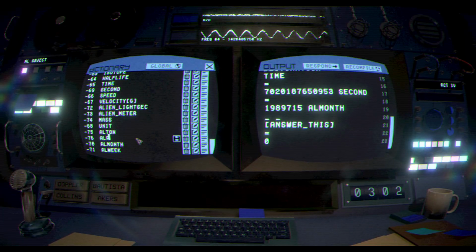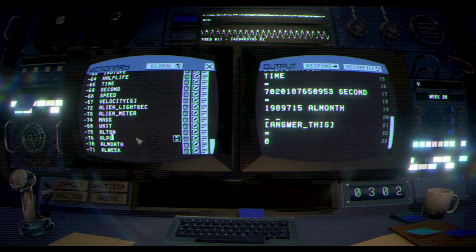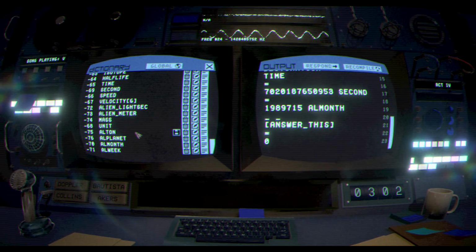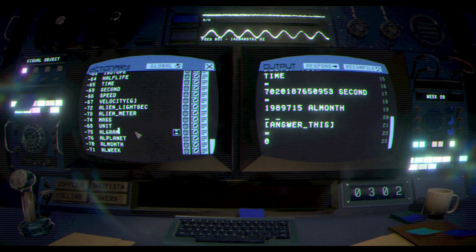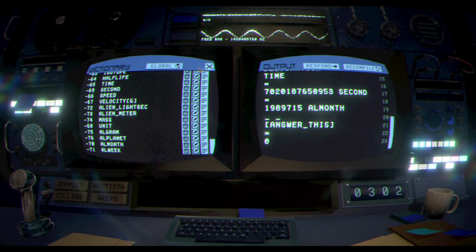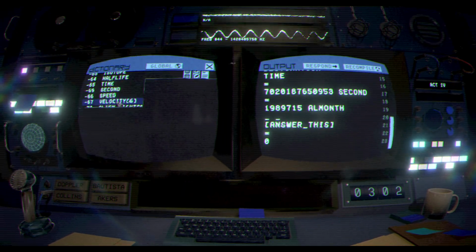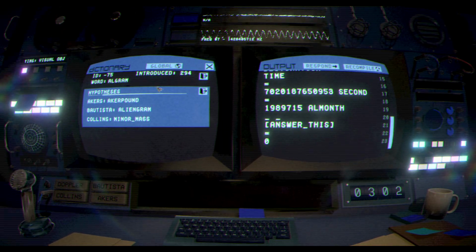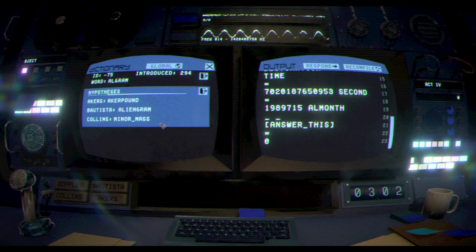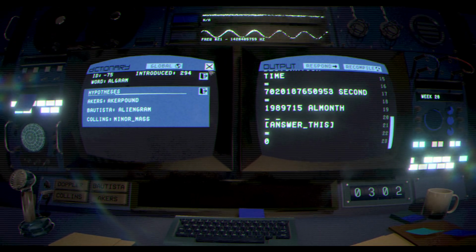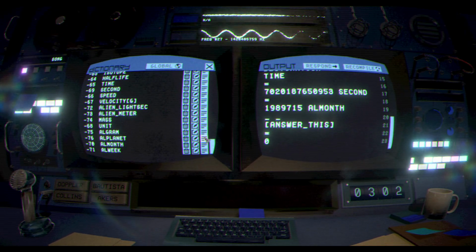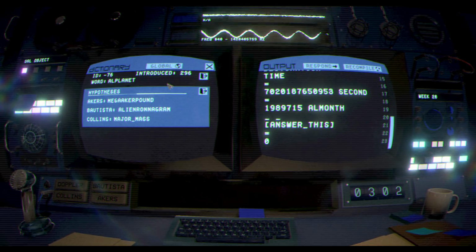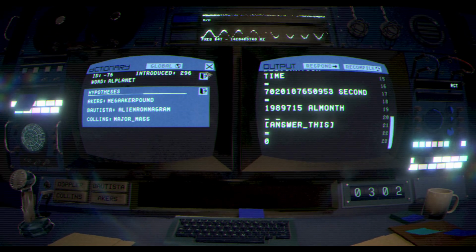What do I name this then? Guess we'll call it the all planet mass, and we'll change this to the algorithm. Out of curiosity, what do they suggest for the names for things like the algorithm? Acre pound, alien gram, minor mass. And what about the all planet? The mega acre pound, the alien Ronogram, the major mass. I do like major mass.